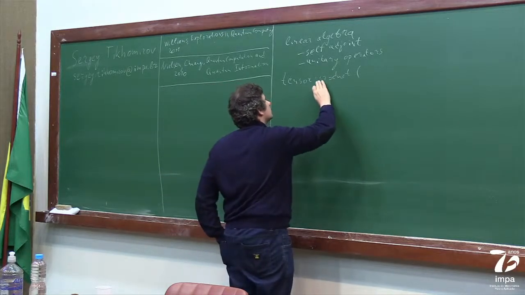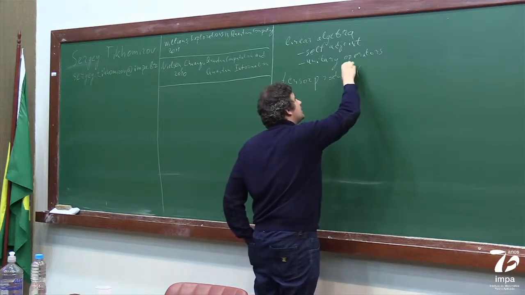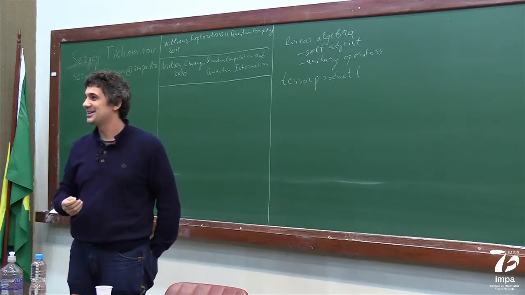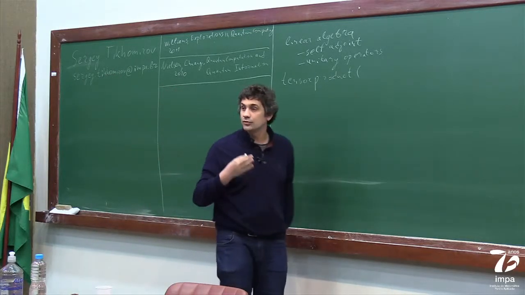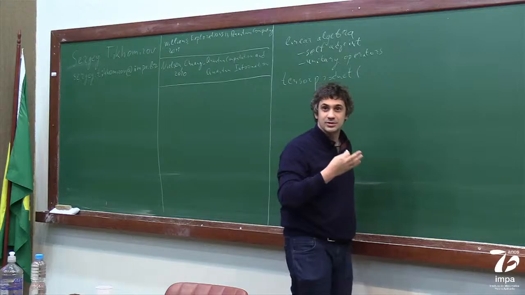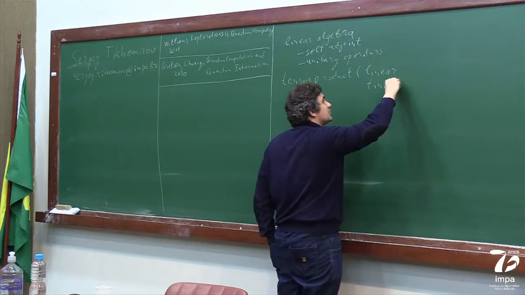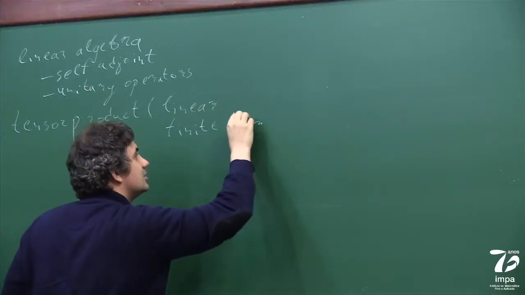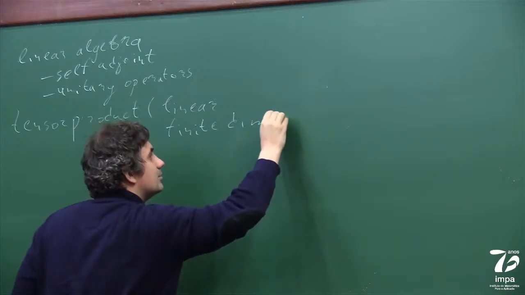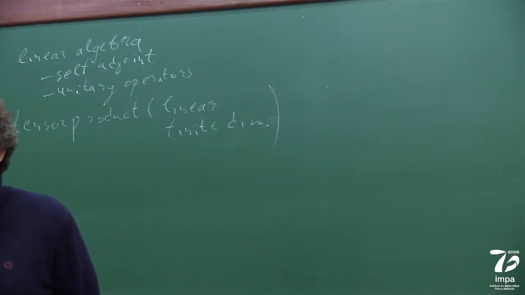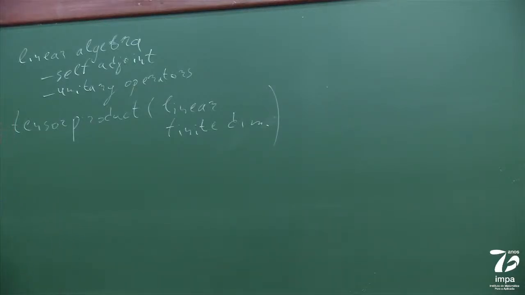By the way, my handwriting is very bad, I know this. So please feel free to re-ask questions. So, tensor products of linear finite dimensional spaces. In a certain sense, that's what we need as a basic thing. I also write complex numbers, but I think it is a joke for mathematicians.